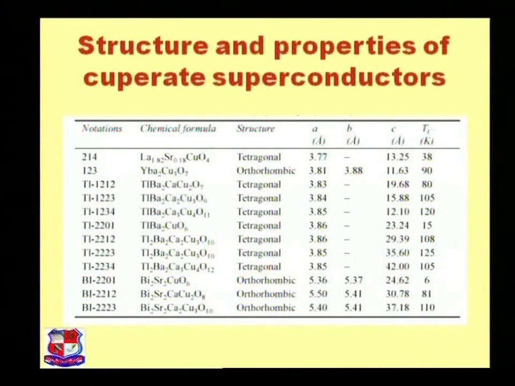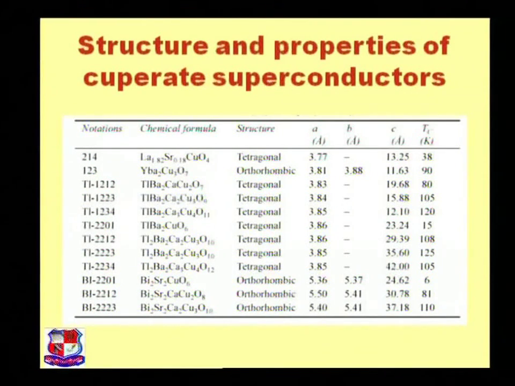Now the third one is thallium barium copper oxide. Its structure is tetragonal, its A side parameter is 3.83, its crystal size is 19.68, and its critical temperature is near about 80 Kelvin. Now the next material is also thallium barium copper oxide. It is also called thallium 1234, it also has a tetragonal structure, its crystal size is 15.88 and its critical temperature is near about 105 Kelvin.